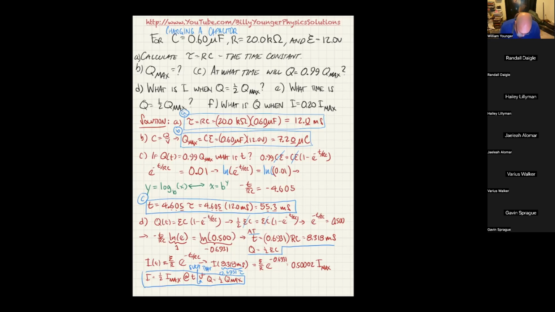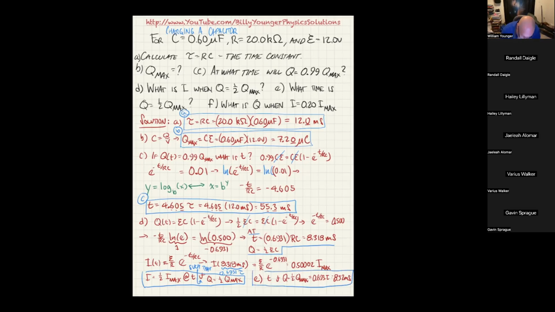Part E is what time is that? And we already found that part. So I'm going to say E: T such that Q equals 1/2 Q max is equal to 0.693 times tau, which we found was 8.318 or 8.32 milliseconds. So that's part E.